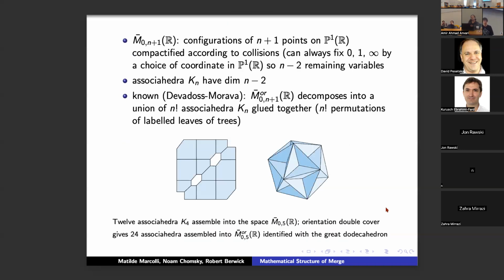So, to make an example, just look at the case of four leaves. The associahedron is a pentagon, and when you permute the possible leaves, you get a lot of different pentagons, and these are all glued together according to that picture over there. And you have two of these because of this orientation double cover, and they collapse together in a single geometric form, which is this great dodecahedron shape. So that's your space for the case of four leaves.